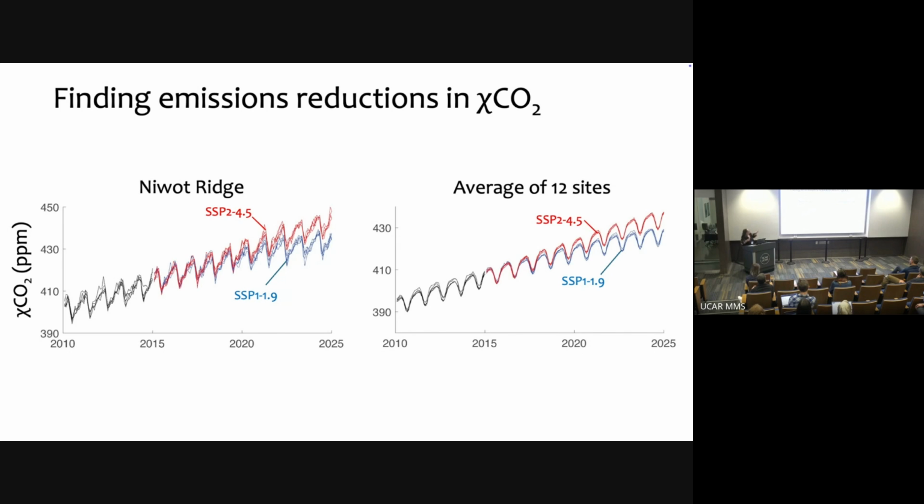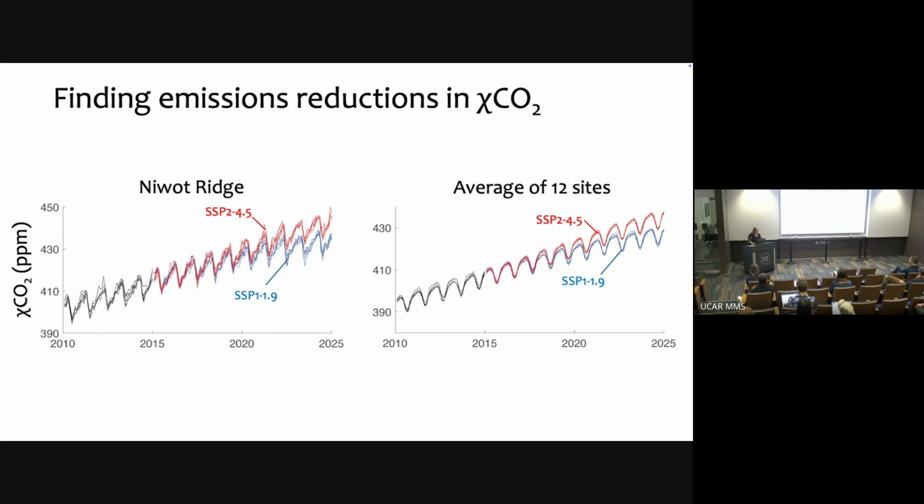So if we're looking for the fingerprint of the emissions reduction, we shouldn't just look at one spot, right? We should really look across the globe at what's happening and see if we can see that, especially if we're having global emissions reductions. Okay, but what would happen in a world where we don't have the counterfactual simulation?